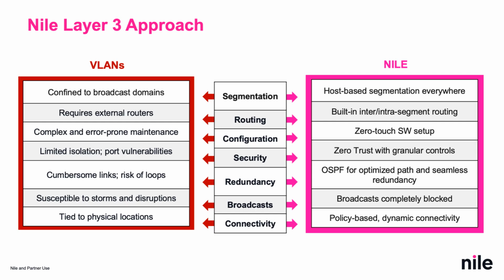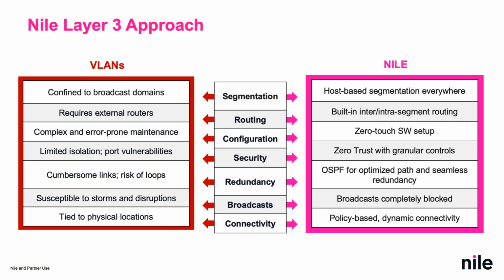In VLAN-based networks, configuration is a highly manual and error-prone process. Device-level and port-level setups, such as VLAN assignments and routing rules, increase the risk of misconfigurations, leading to downtime or security vulnerabilities. Nile removes manual configuration entirely through zero-touch automation, drastically reducing operational overhead and ensuring consistency across the network.